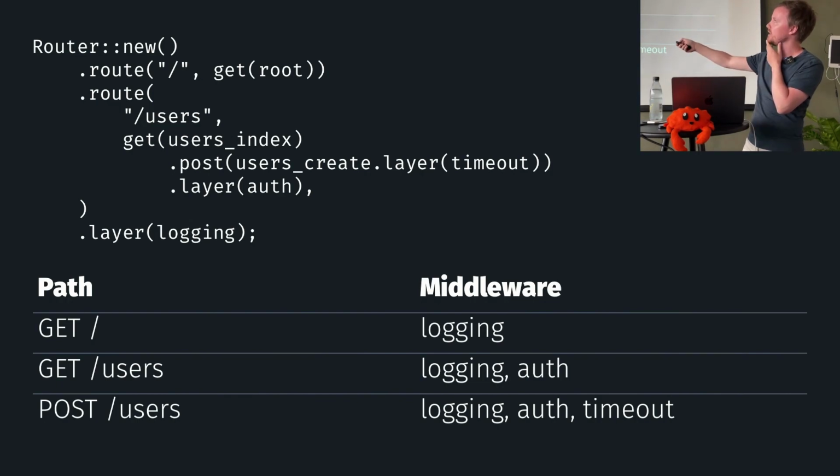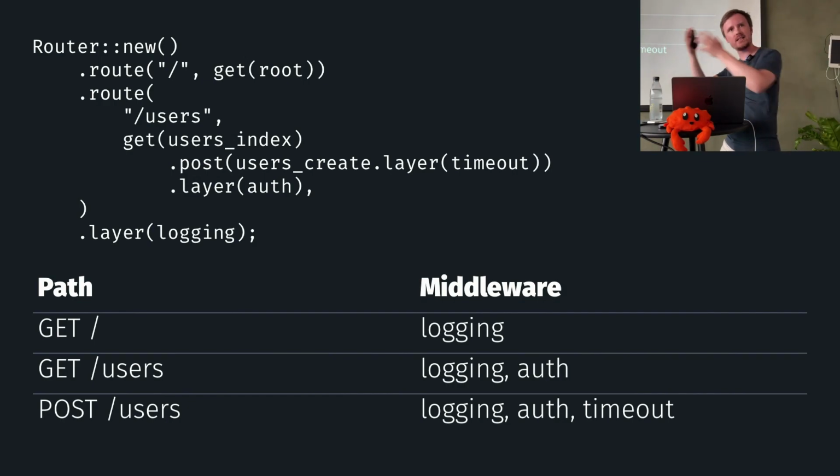And then for get and post, we can say .layer here. So it's the same method, it's the same idea. That all the routes above this one, which is get and post, they both get the auth middleware, but only the users create one here gets the timeout middleware. And this was basically what we wanted. So the very tight control over where you put the middleware. So this was why we moved from the tide API to the routing API that we have today.